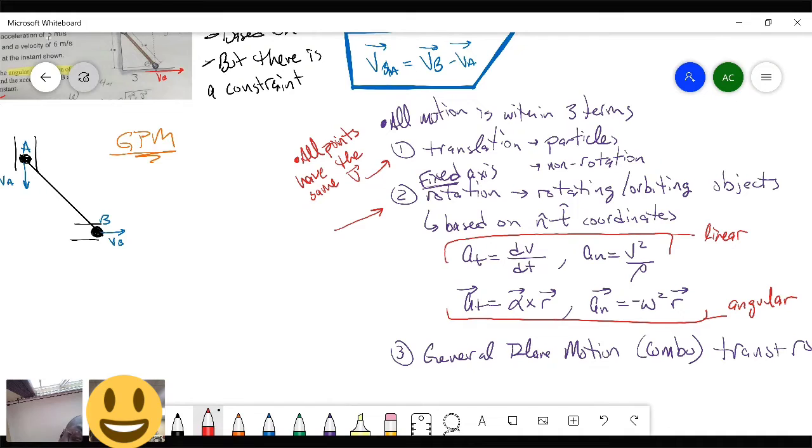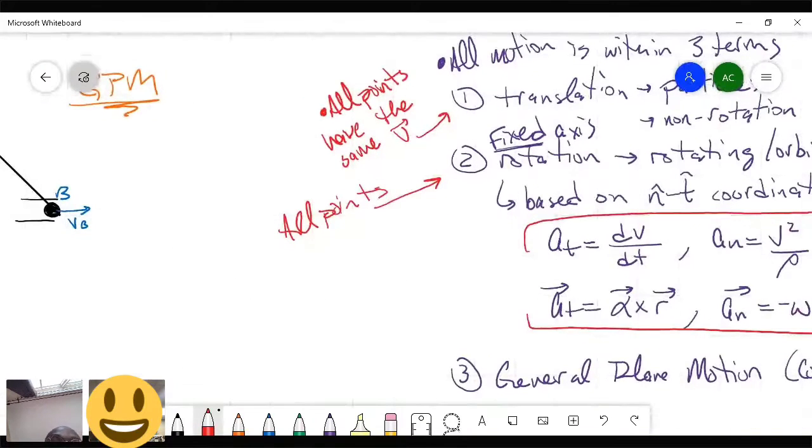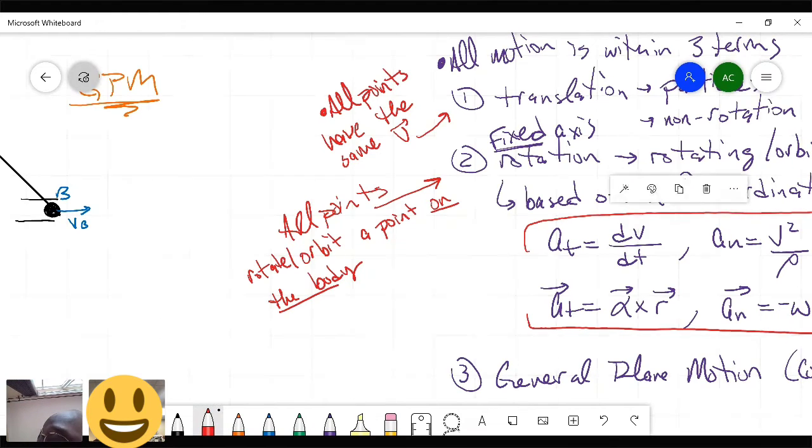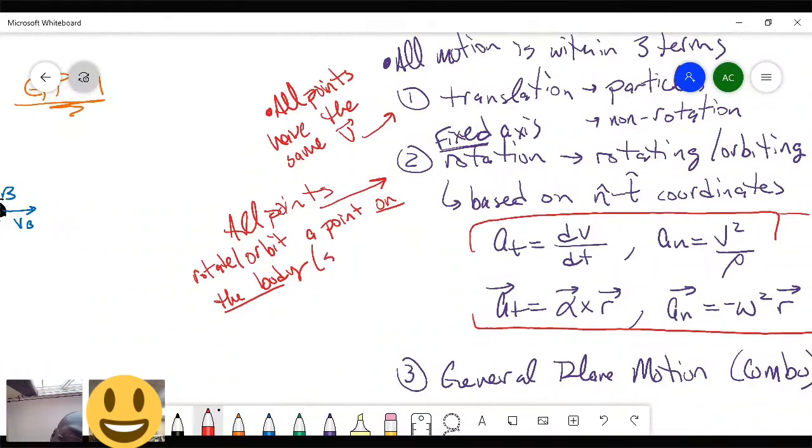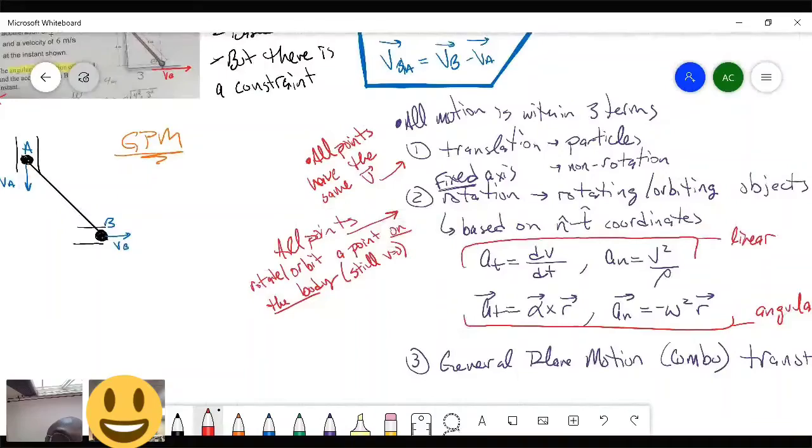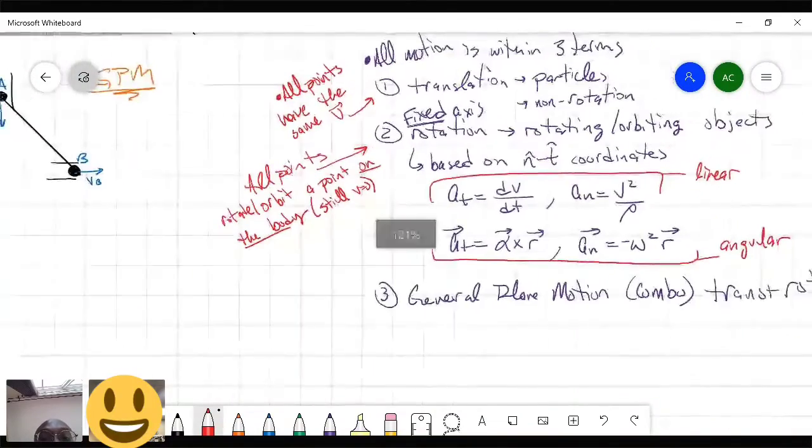In fixed axis rotation, all points rotate or orbit a point on the body. Not constant, a point on the body. And you have to know that it's on the body. So everything is going to rotate or orbit a point on the body. That point on the body is still. It's not moving. So the velocity of the specific point that everybody's rotating around is 0, but everybody else has a rotation, has a motion.